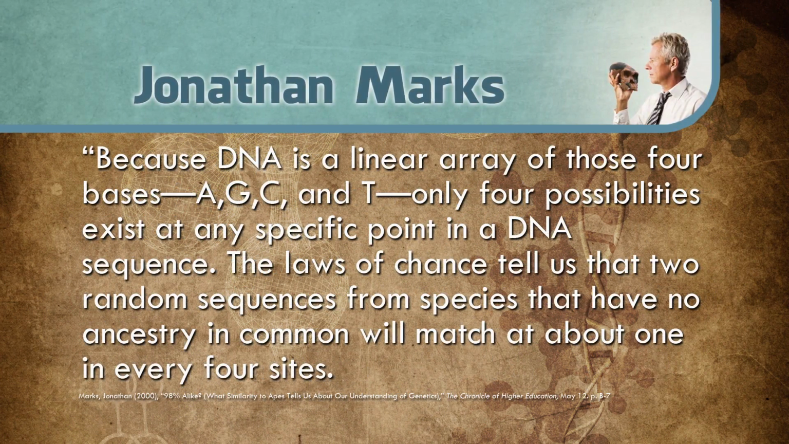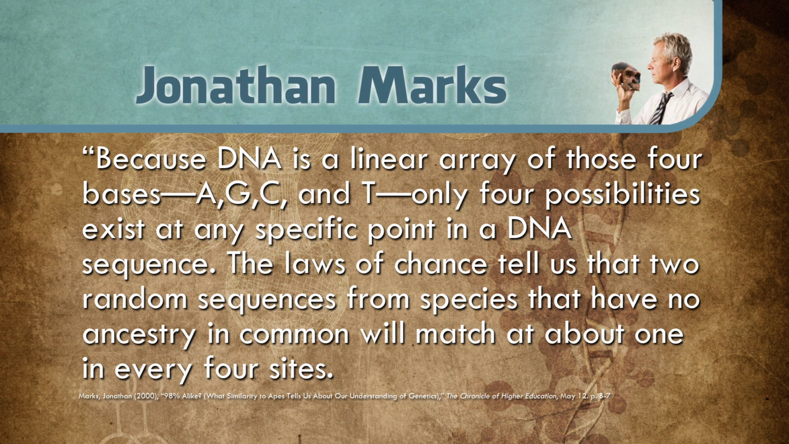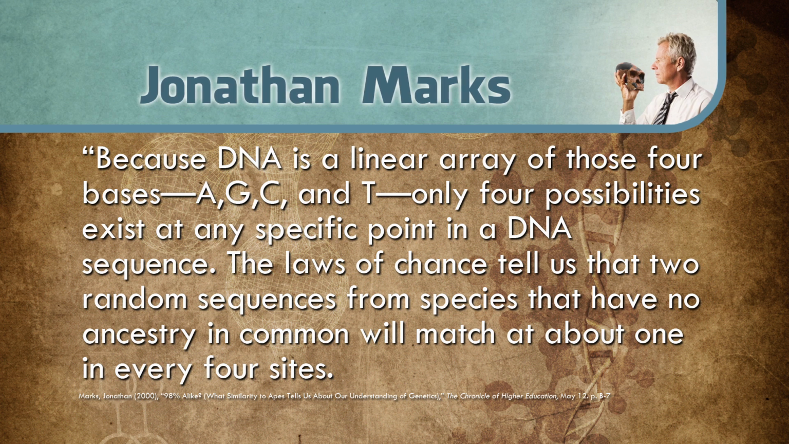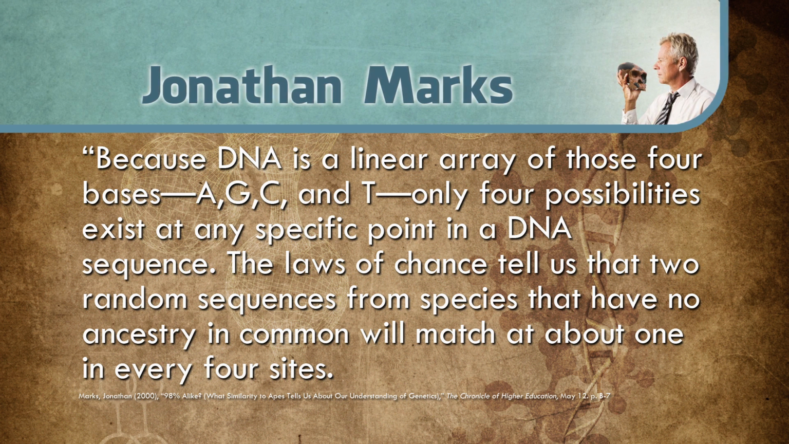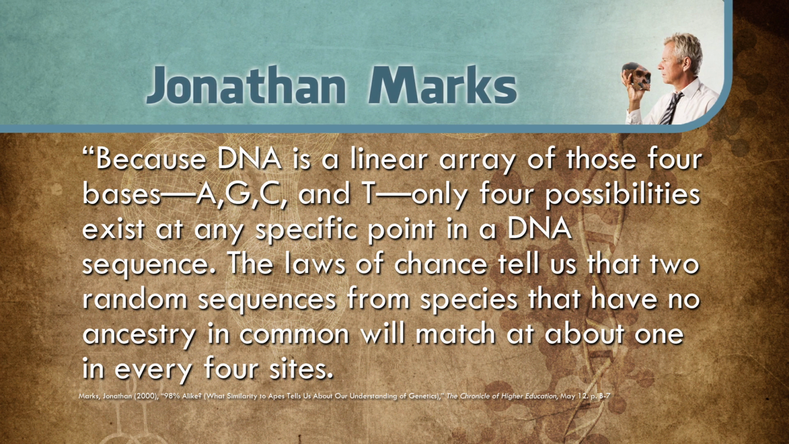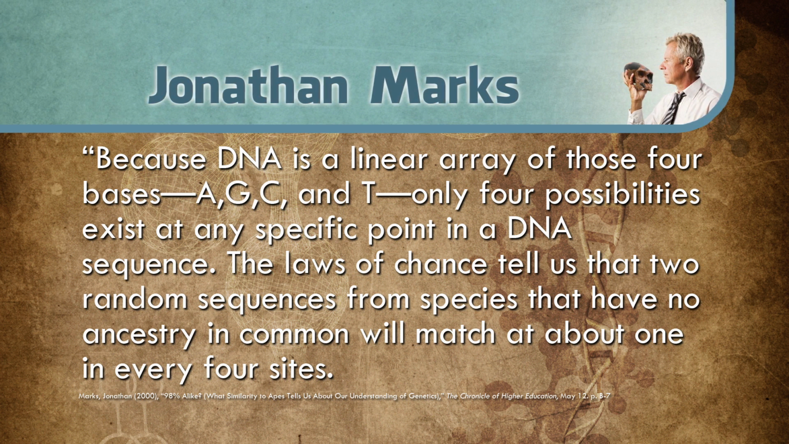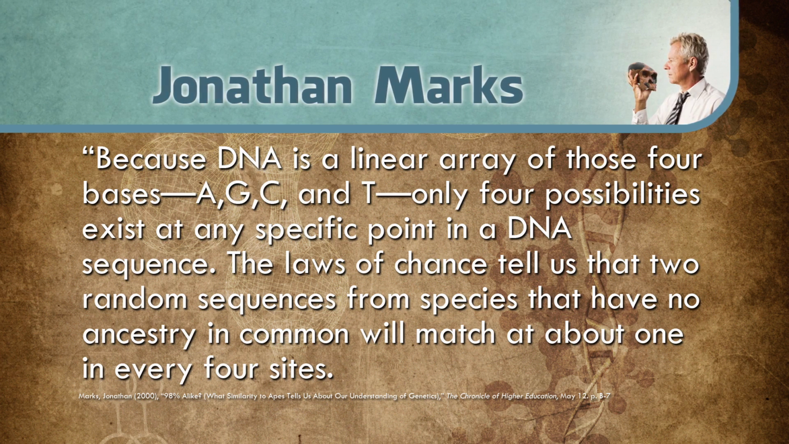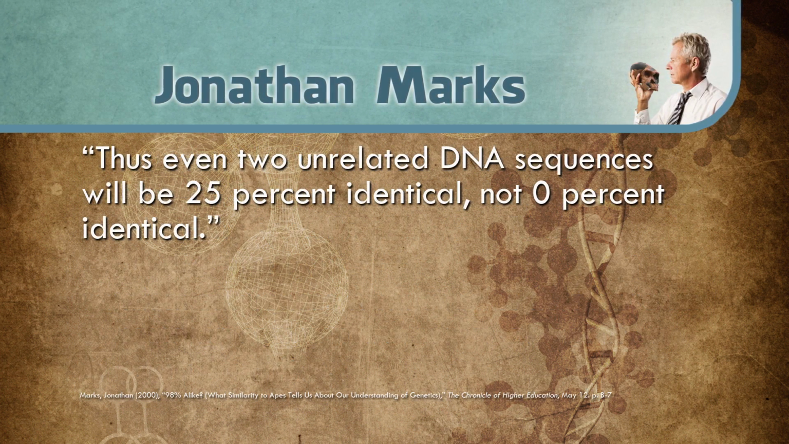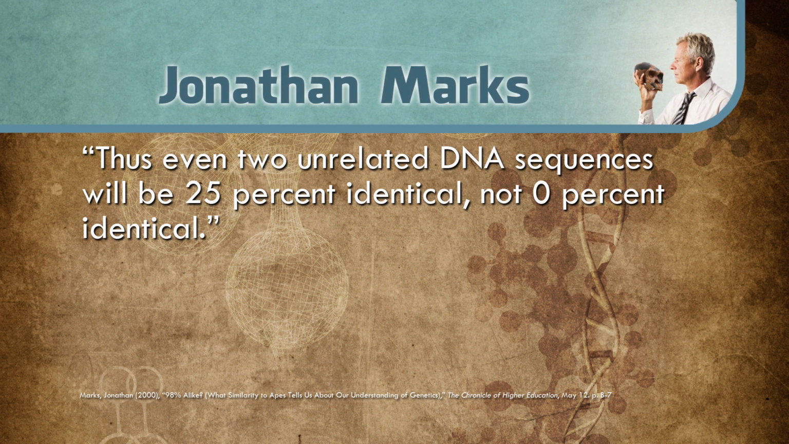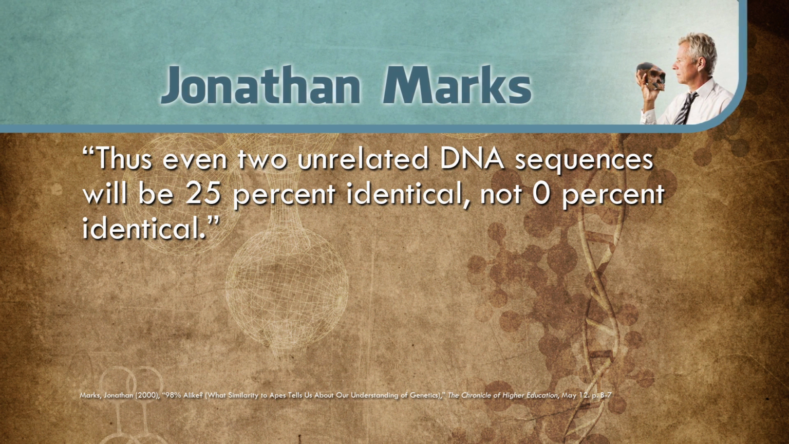He explains that because DNA is a linear array of those four bases, A, G, C, and T, only four possibilities exist at any specific point in a DNA sequence. The laws of chance tell us that two random sequences from species that have no ancestry in common will match at about 1 in every 4 sites. Thus, even two unrelated DNA sequences will be 25% identical, not 0% identical.